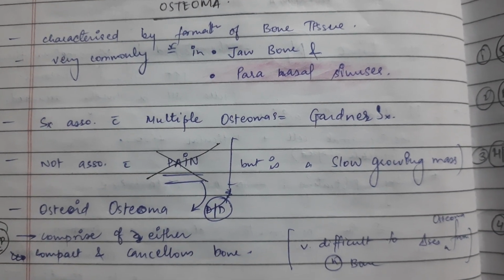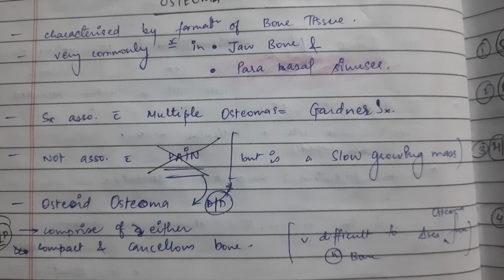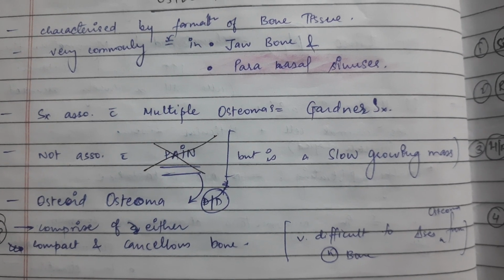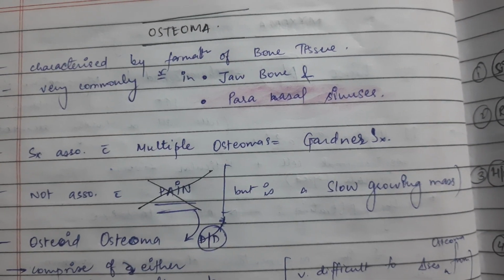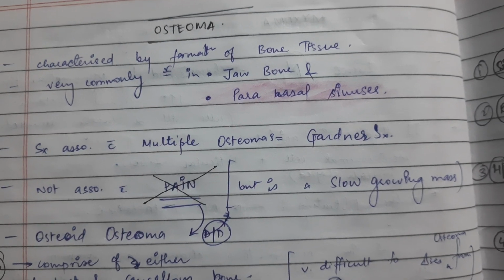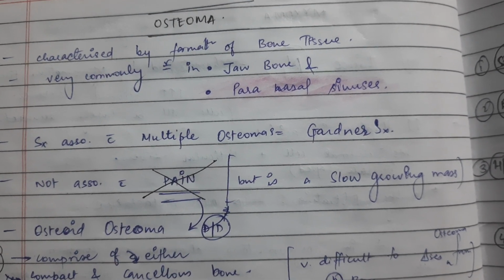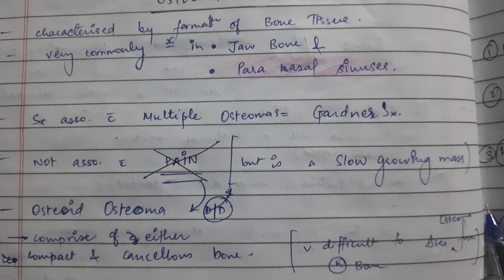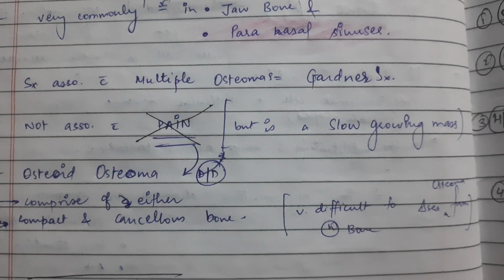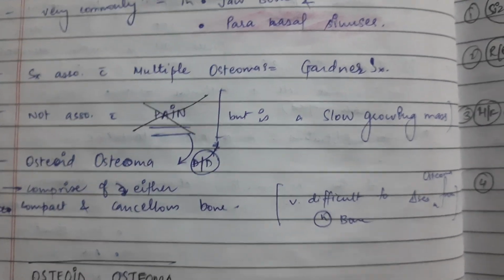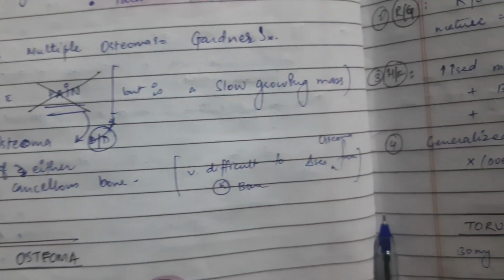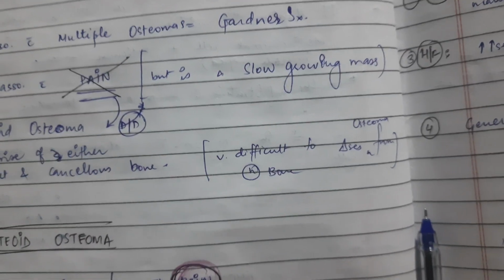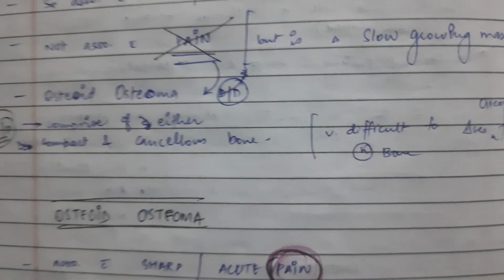Osteoma is very commonly seen in the jawbone and paranasal sinuses. A syndrome associated with multiple osteomas is Gardner syndrome. Osteoma is not associated with pain, but it is a slow growing mass.